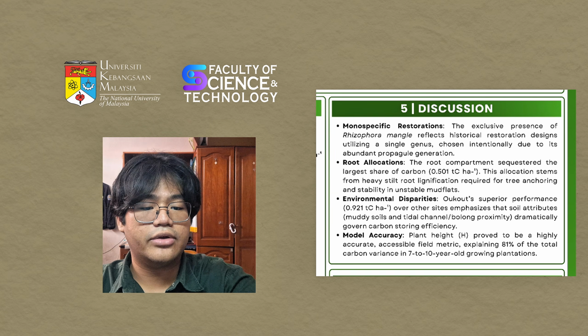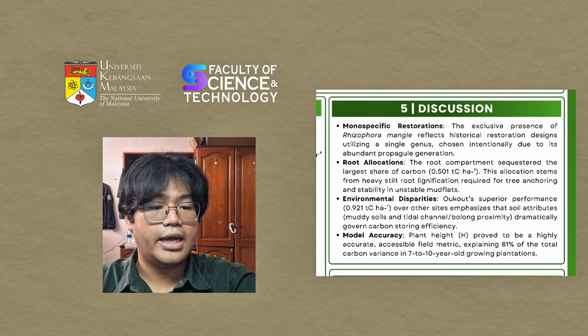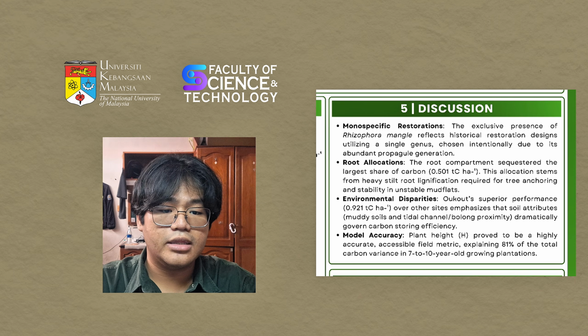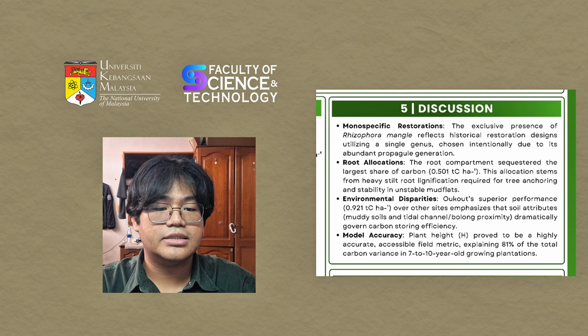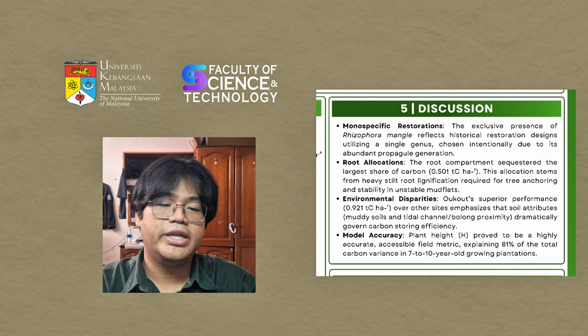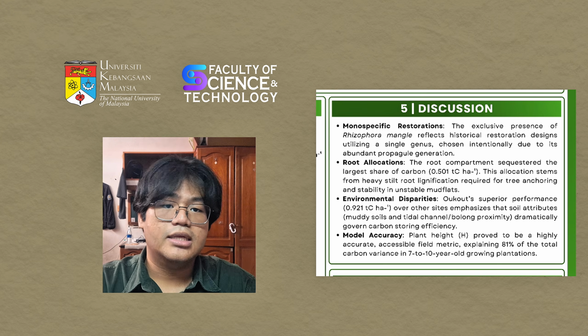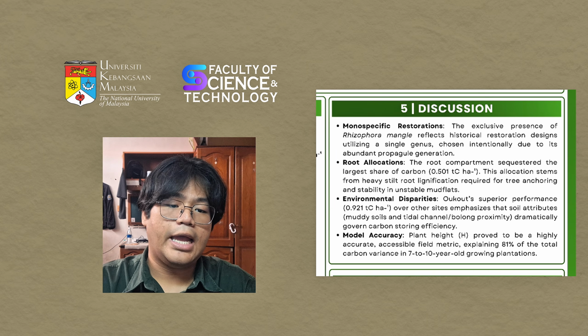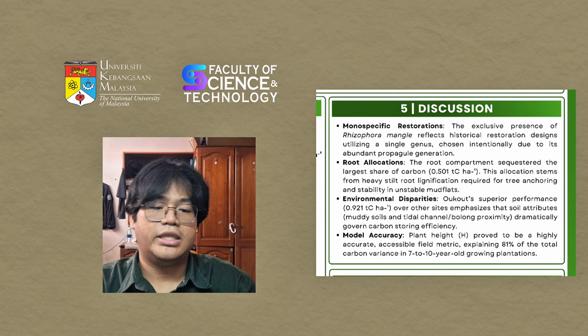Then for the model accuracy, plant height proved highly accurate, an accessible field metric explaining 81% of the total carbon variance in 7 to 10 years old growing plantations.